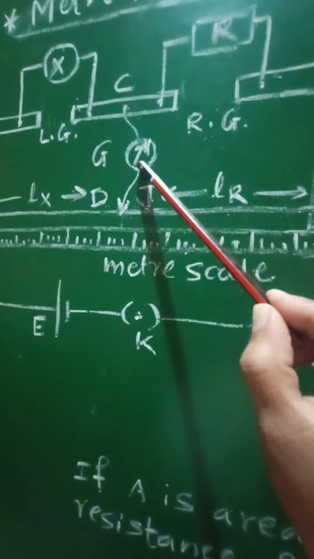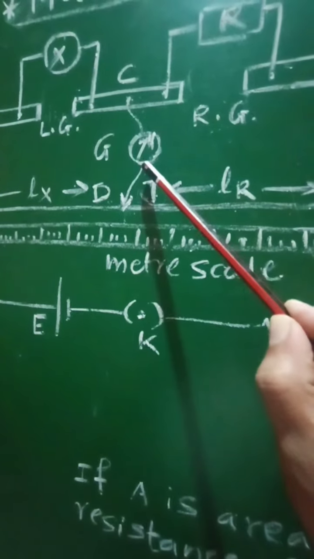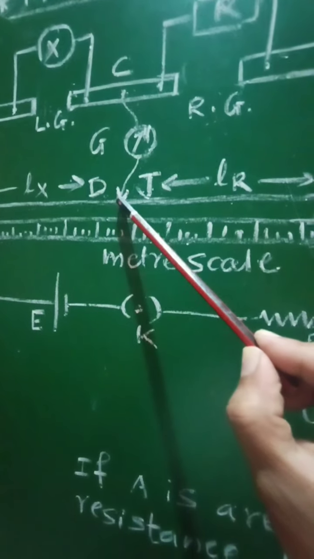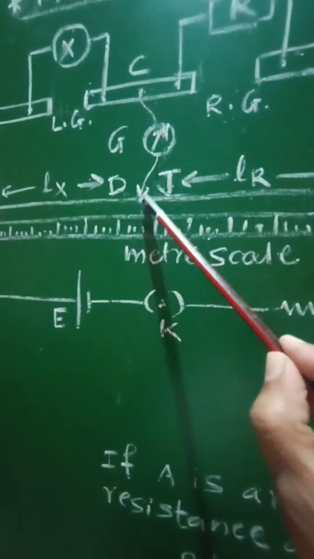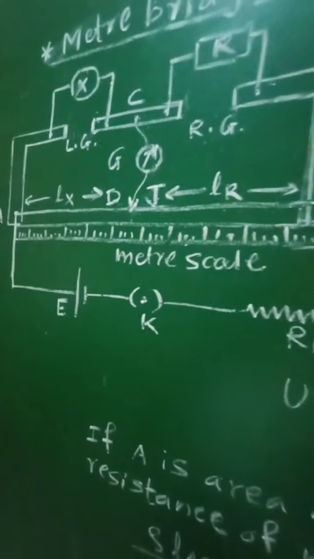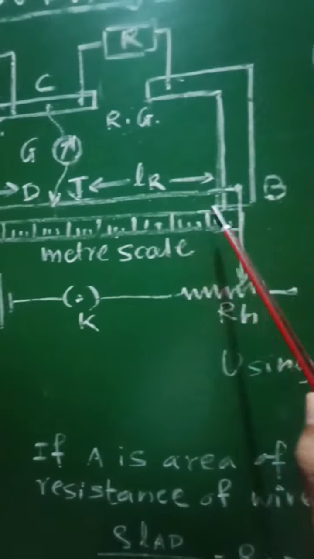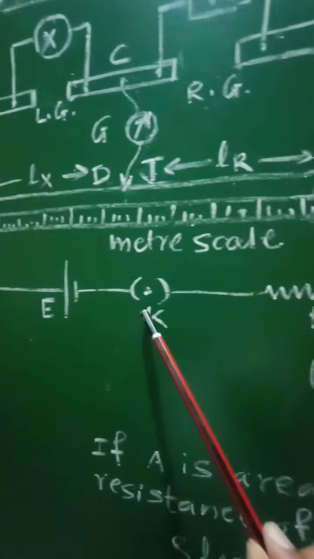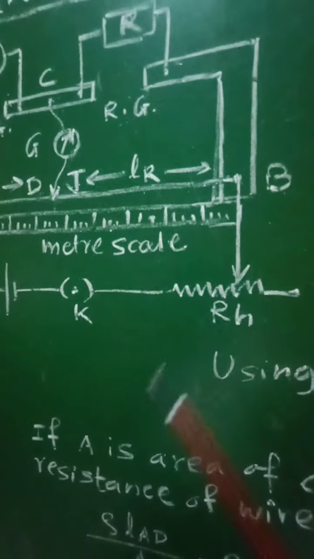One of the terminals of the sensitive galvanometer will be connected to point C, and the other terminal of the galvanometer is connected to jockey J. This jockey is nothing but a metallic rod which will be used for proper electrical contact. Then between the two ends of the wire, A and B, a cell of EMF E along with key K and rheostat RH will be connected.